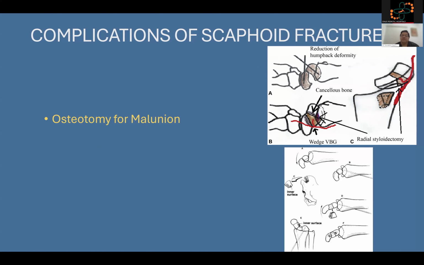For malunions, the best way to treat is to do an osteotomy for the malunion, correct it, and then put in an iliac crest graft so that the angle of the humpback deformity is corrected.